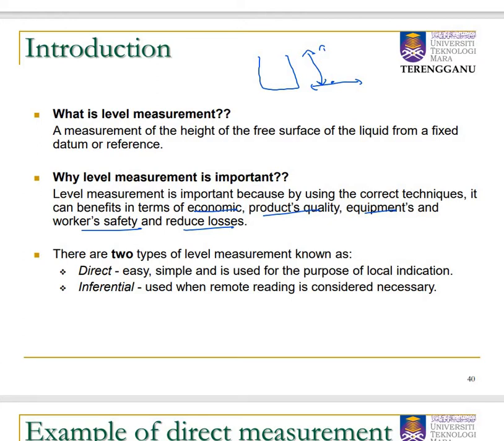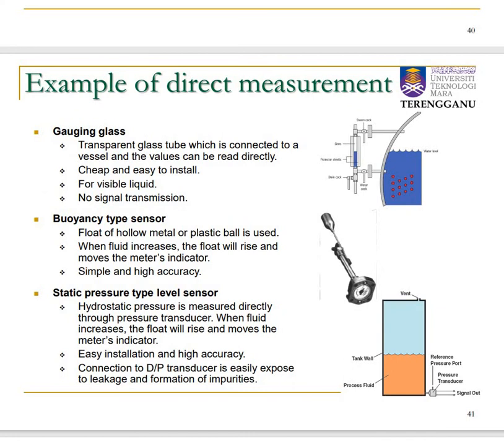So we have two types of level measurement here: direct and inferential. Direct level measurement is easy to use and simple, and its purpose is for local indication. Inferential is usually used when remote reading is considered. Examples of direct measurement are the gauging glass, the buoyancy type sensor, and the static pressure type level sensor.